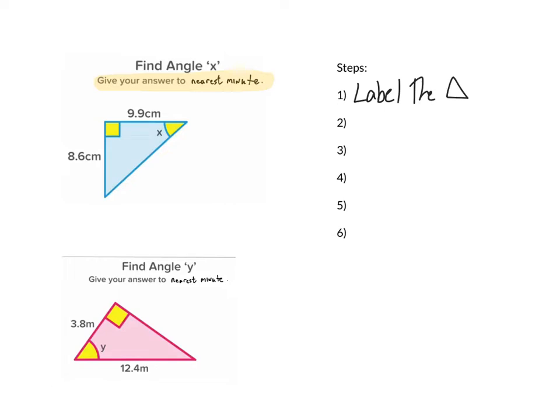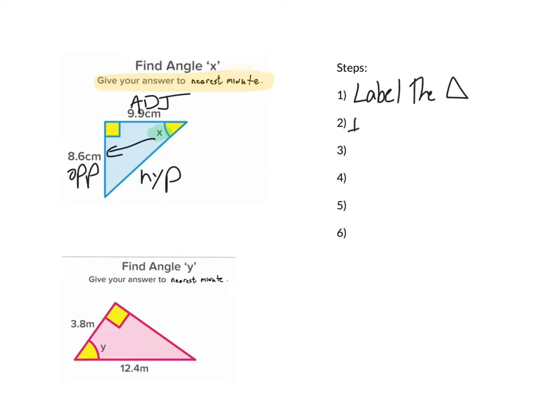Label the triangle. So if you look at our first example, I'm going to label the hypotenuse, because that's always opposite the right angle. Here, the angle in the problem is x. Trigonometry is always about an angle. So here, the opposite is going to be 8.6, and the adjacent is going to be 9.9. So step 1 is to label the triangle.